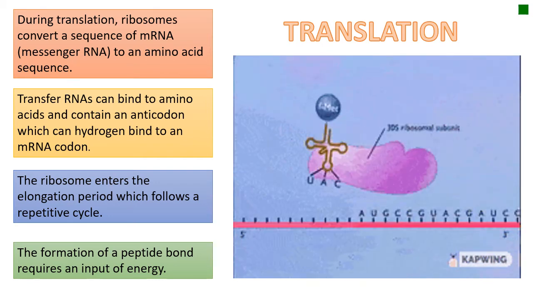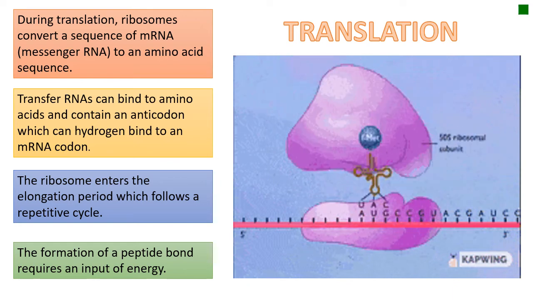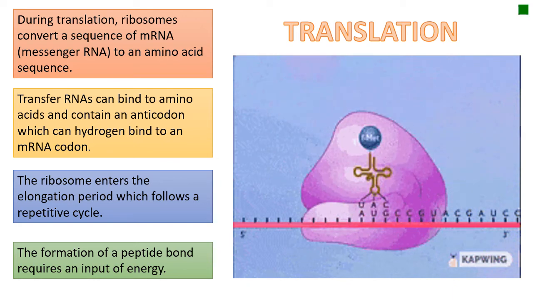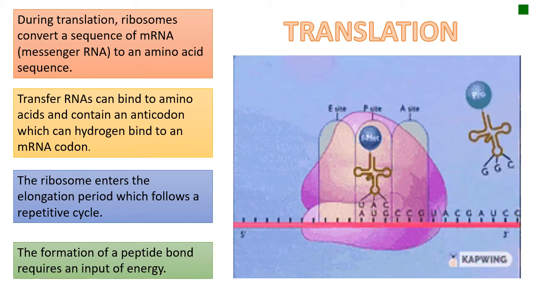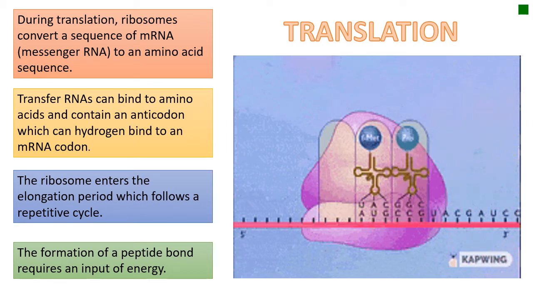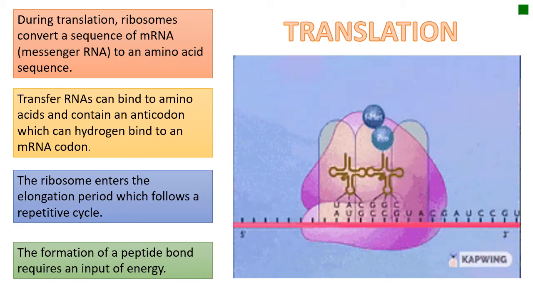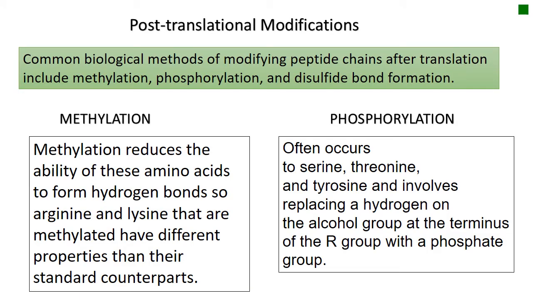The formation of a peptide bond requires an input of energy. So remember that an amino acid can attach to another amino acid by having a peptide bond. So, amino acid, peptide bond, amino acid, then eventually we have a protein. The next part is the post-translational modification.